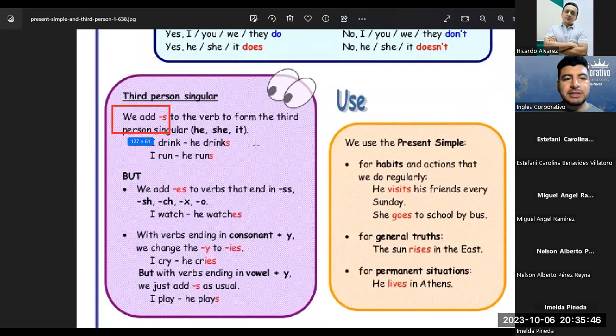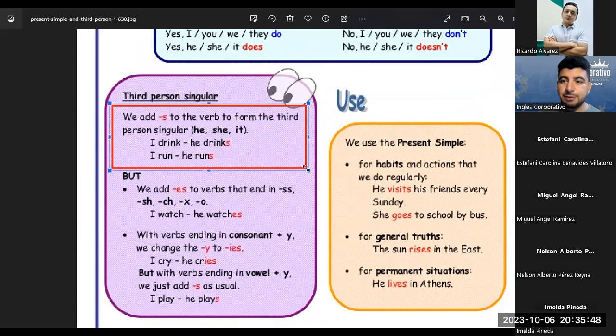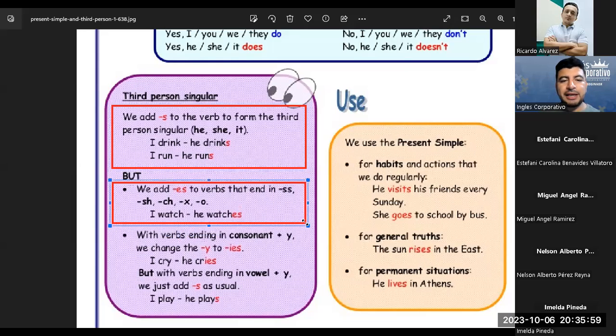A la mayoría de verbos se le agrega la letra S cuando lo conjugamos con tercera persona. I drink, he drinks. I run, he runs. Pero también para los verbos que terminan en S, los verbos que también terminan en H, X o en O, no le vamos a agregar solo S, sino que le vamos a agregar ES. Por ejemplo, I watch, he watches.